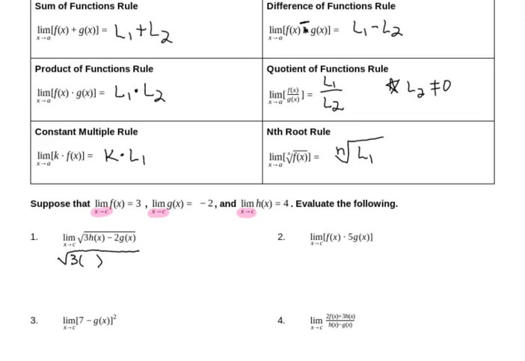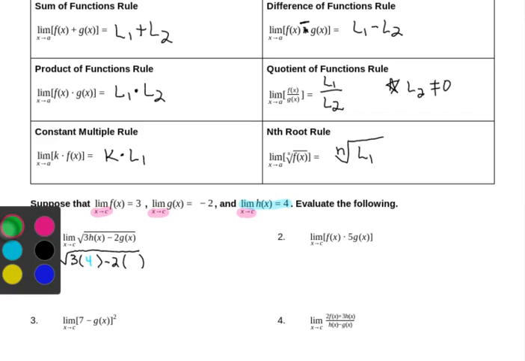In this case, my limit for h of x is right here. So that's going to be 4, and then minus 2 times my limit of g of x as x approaches c. Well, if I look for my limit of g of x, that's going to be negative 2.